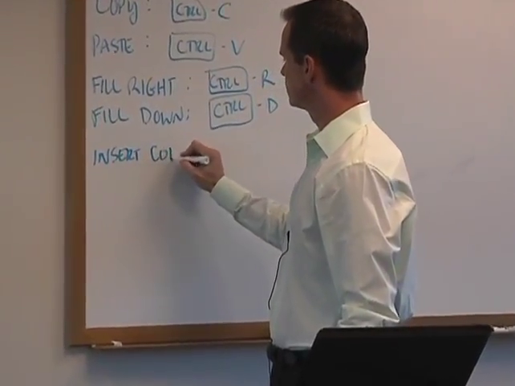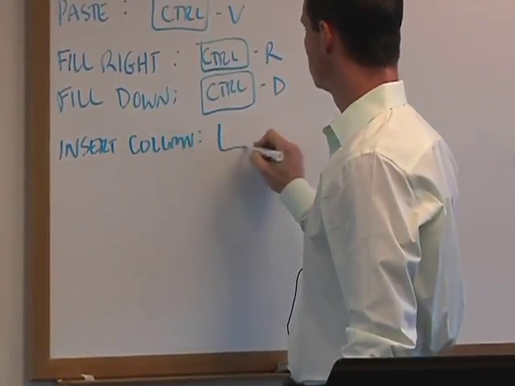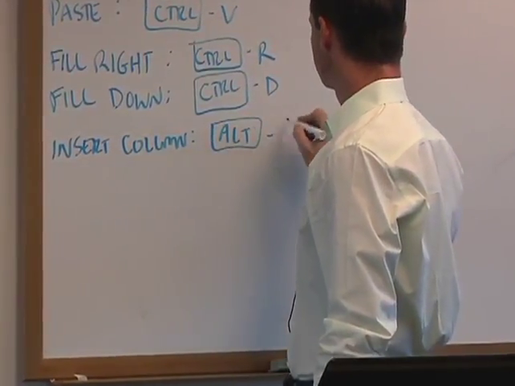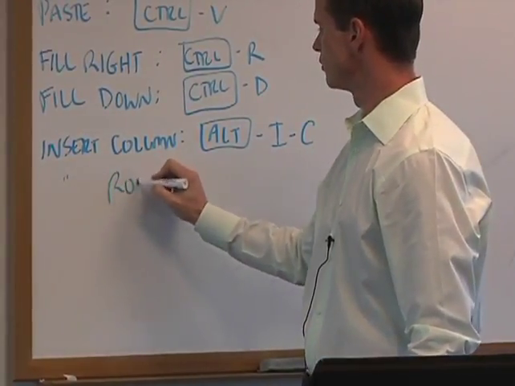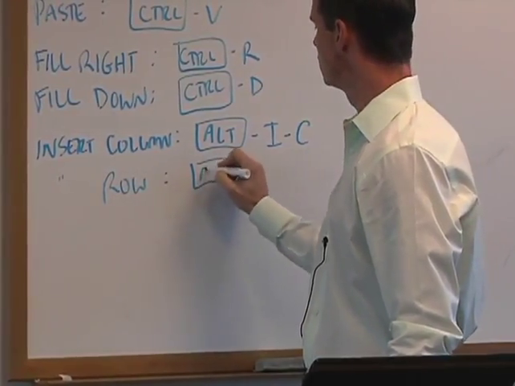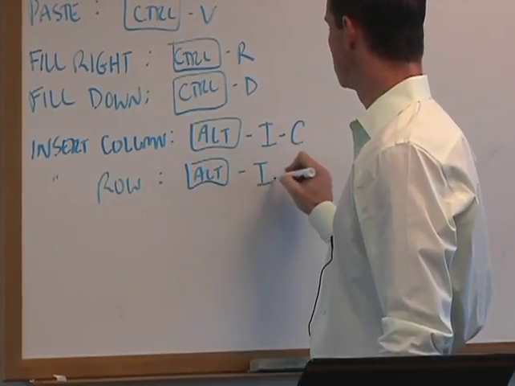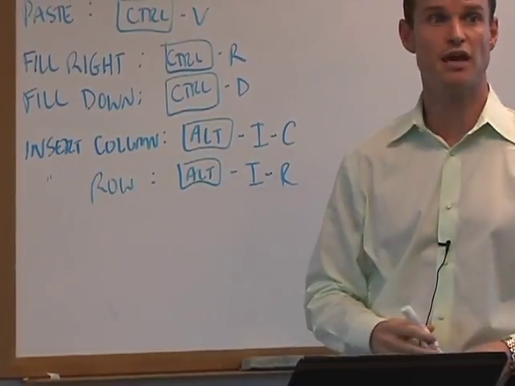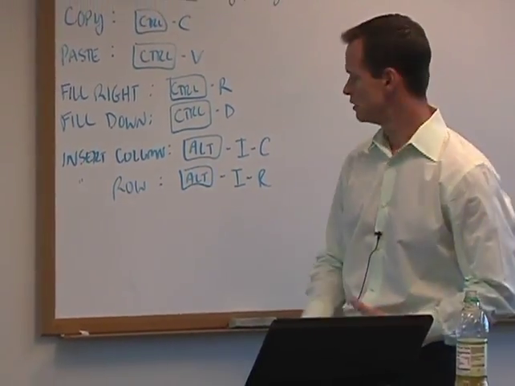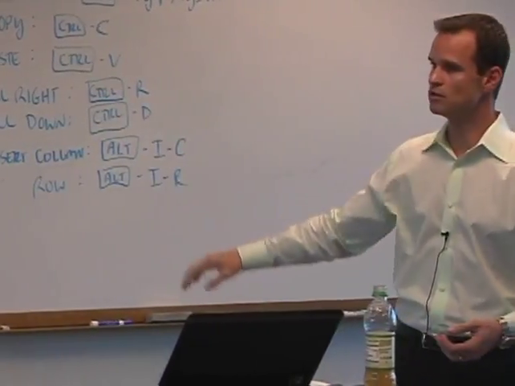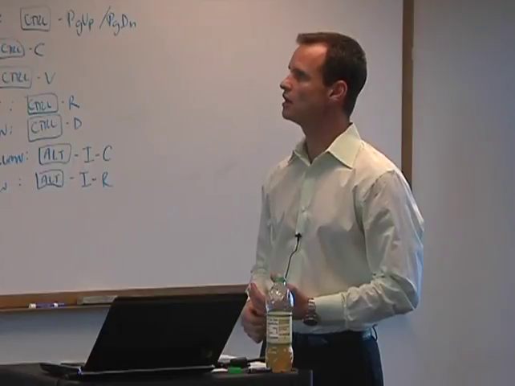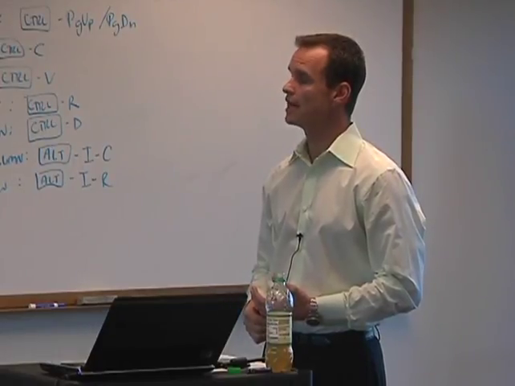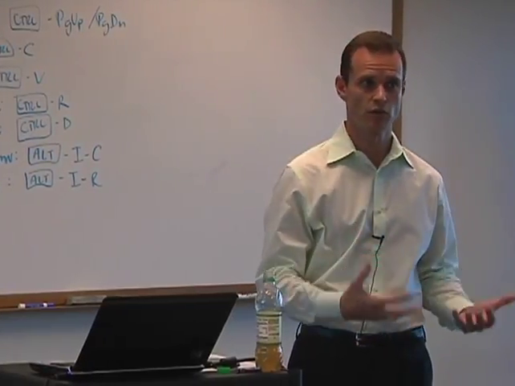All right, so insert column, Alt-IC. Remember, we can also insert a row using Alt-IR. We're going to do that in a moment. So if you don't already have these in your notes, make sure you get them because they are valuable.